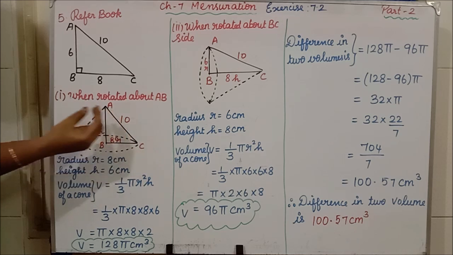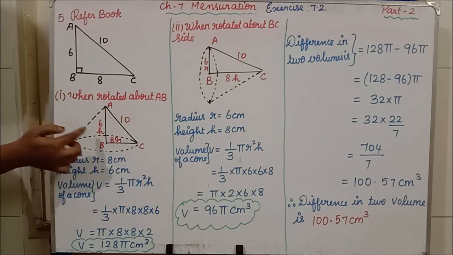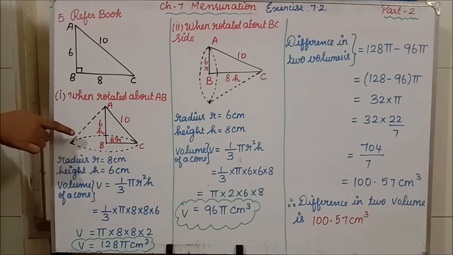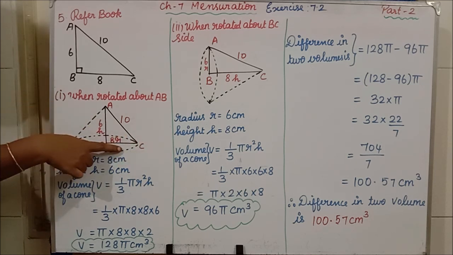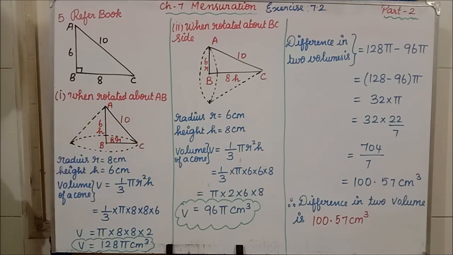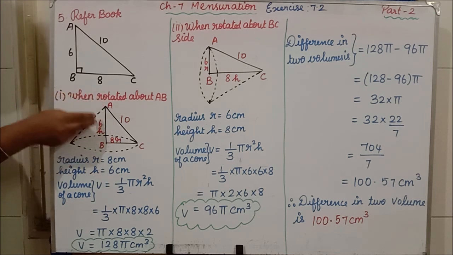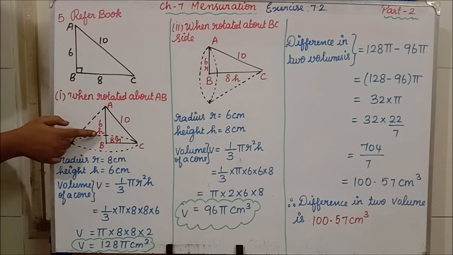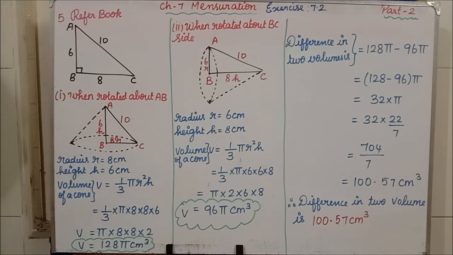When it forms a cone, the base of the cone will be a circle. So when it is a circle, the base will have the radius. So 8 here is the radius. Then the height of the cone we are having is 6. So I have written 6 as h and 8 as r here. Can you understand it, students?